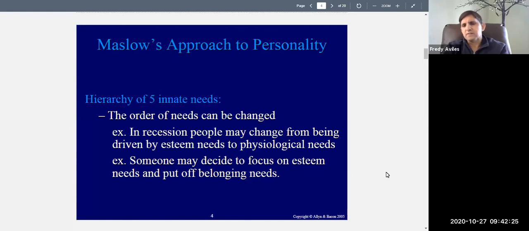Someone may decide that they're going to focus on those things. They're going to focus on their career. They're going to focus on getting a good job and working hard, so they can get basically that money that will get them all those other things, the nice car, the nice house, all those things. And put off belonging needs and decide they don't have time to date. They don't have time for friends. They don't have time for family. They're just going to work hard so they can achieve those things. Okay, that's another example of how the needs can be changed.